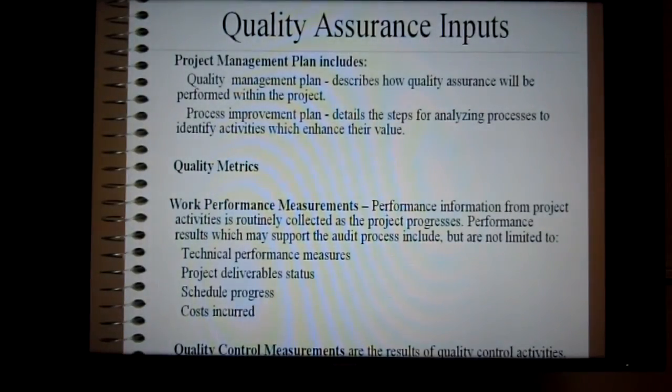Project management inputs: our quality management plan and a process improvement plan. It also involves quality metrics and work performance measurements. You may start to see a little similarity with the quality control inputs. They are virtually the same, but there are many steps within that differ the two, such as work performance measurements. Work performance measurements measure technical performance, project deliverables, schedule progress, and costs incurred. Quality control measures are the result of quality control activities.